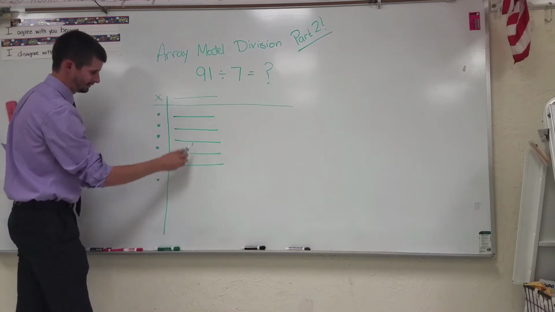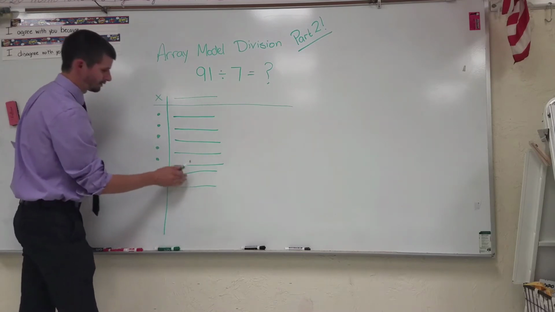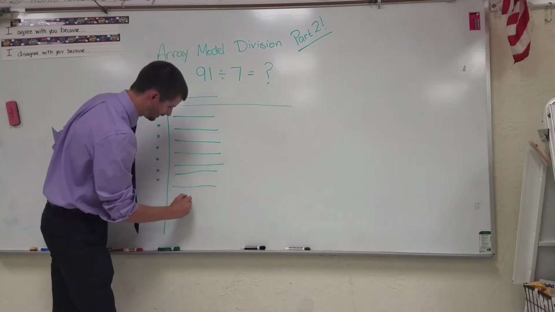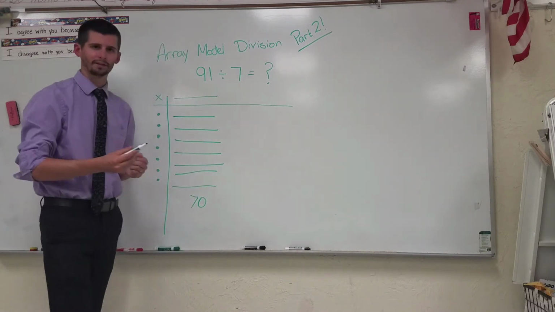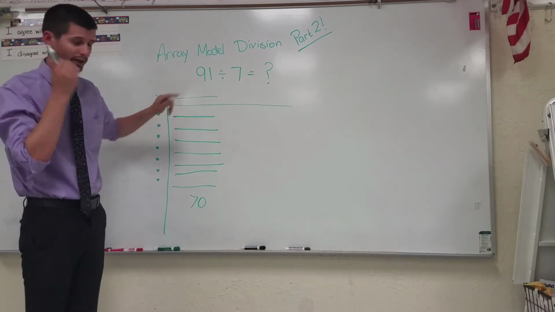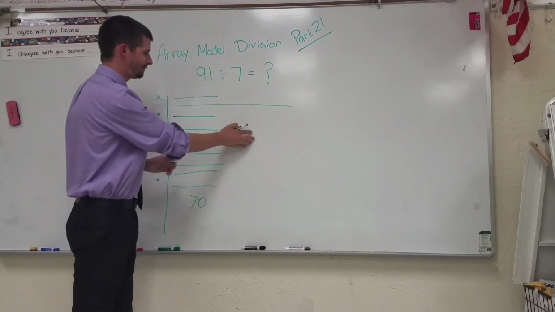I'm making an array. 1, 2, 3, 4, 5, 6, 7. So I have my 7 tens. Well, that's going to be 70. The nice thing about tens is that they're easy to add. So I know I have 70. I need to get to 91. So how much more do I still need to have in here?